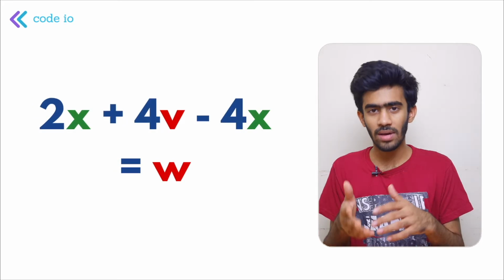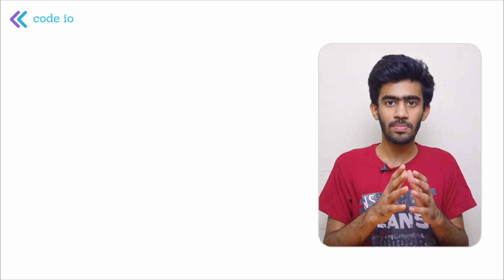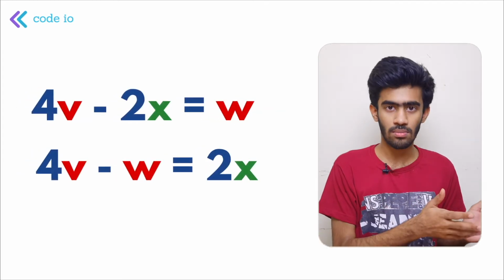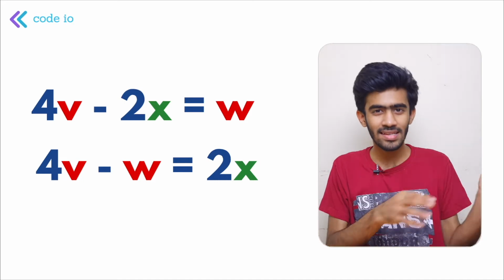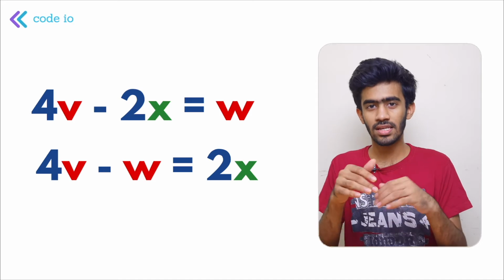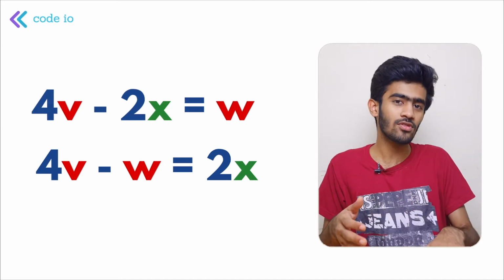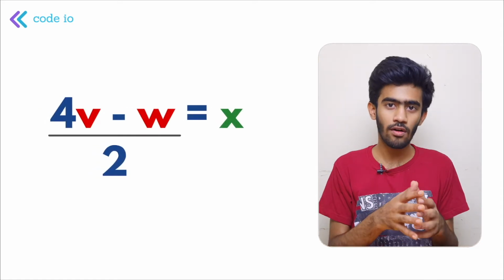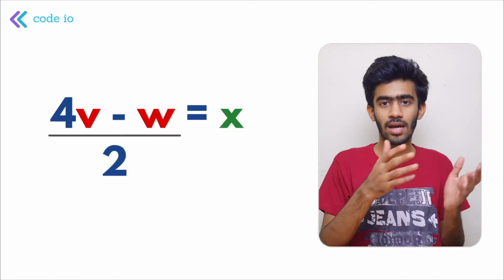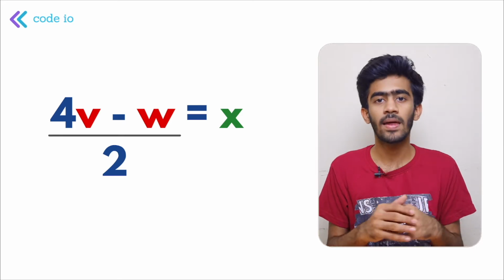If you see, 2x plus 4v minus 4x is equal to w would be the equation, and 2x minus 4x would give us minus 2x, right? So 4v minus 2x is equal to w, and rearranging, 2x going here, w going here, we'll get 4v minus w is equal to 2x. And if 2x is equal to this much, then x would be obviously divided by 2 of what we had. So (4v minus w) by 2 would give us the value of x, that is the number of bikes that we had.